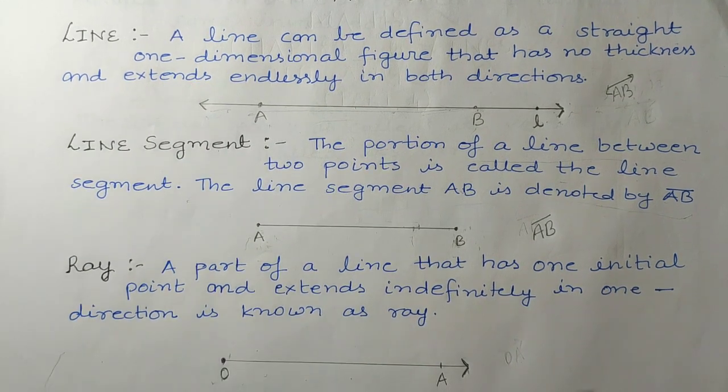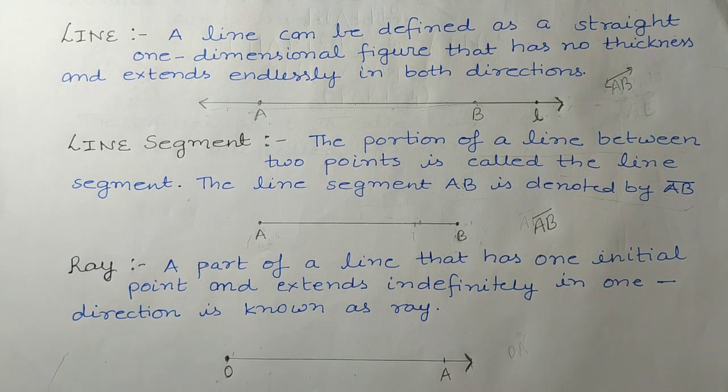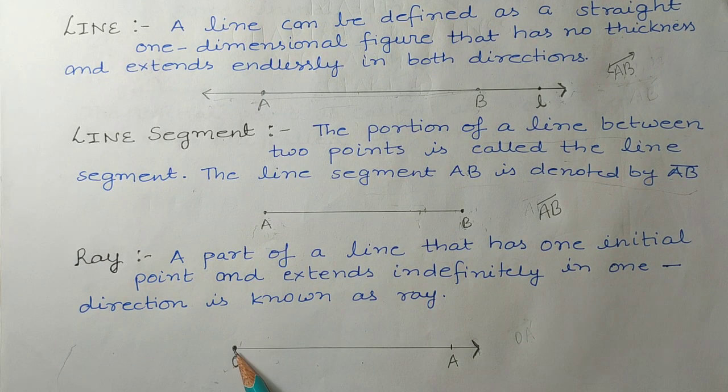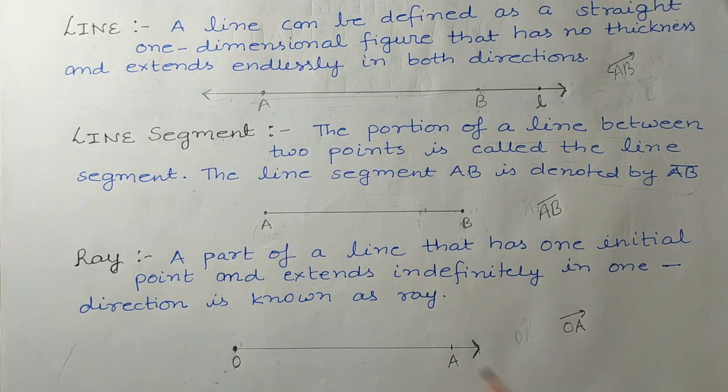Next heading was what? Ray. In ray we have studied it is also a part of a line, but it has an end point on one side, and on the other side it can be extended indefinitely. And what is the method to represent a ray? You can write like this. O is its initial point and A is here, so we can write OA.